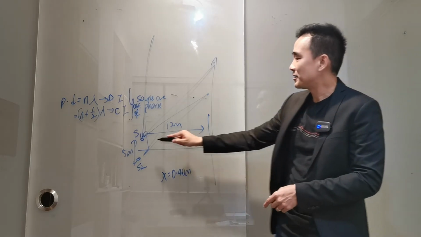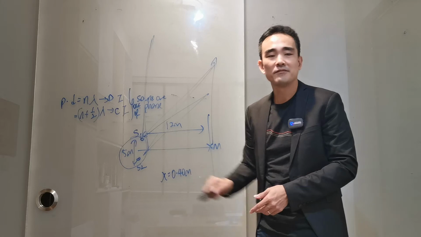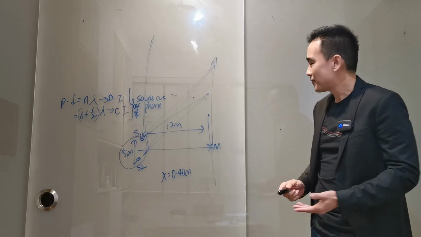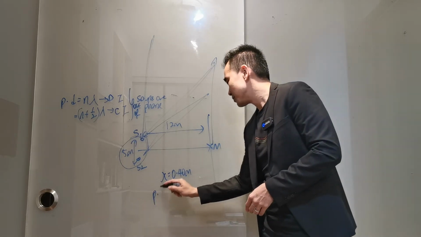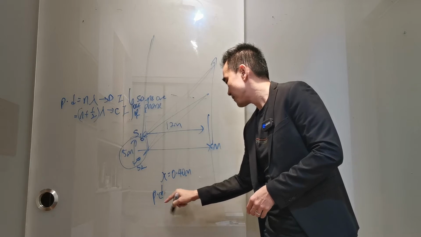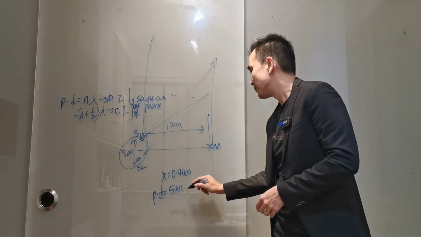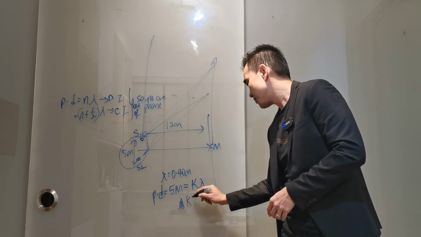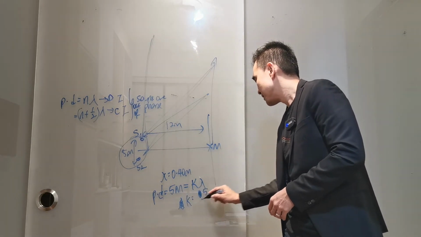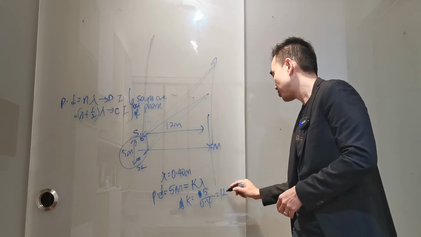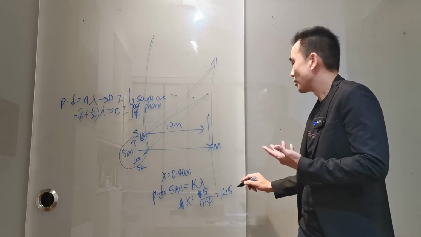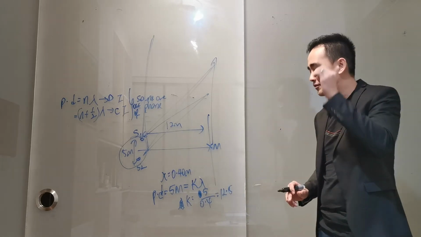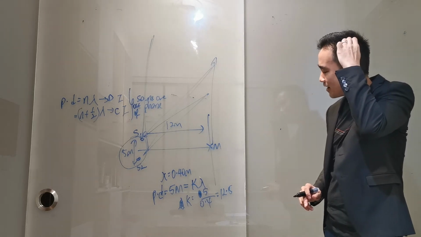So can you see that the path difference is 5 meters? And therefore, the path difference equals 5 meters over here. And if you take it to be equal to k lambda, k will be equal to 5 meters divided by 0.4, which is 12.5 wavelengths. So the maximum path difference will give you 12.5 lambda.